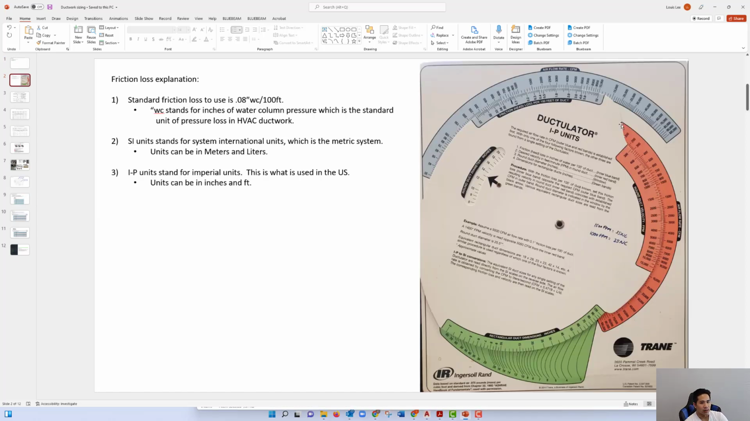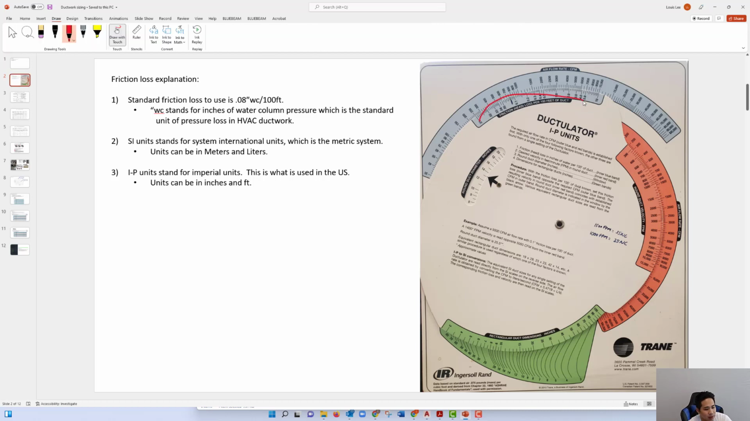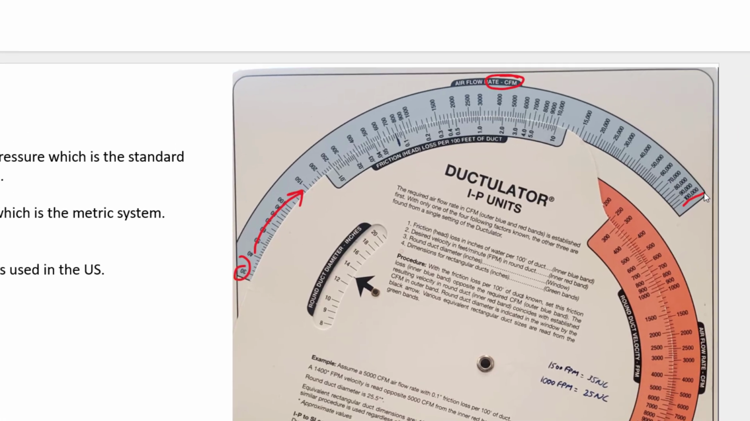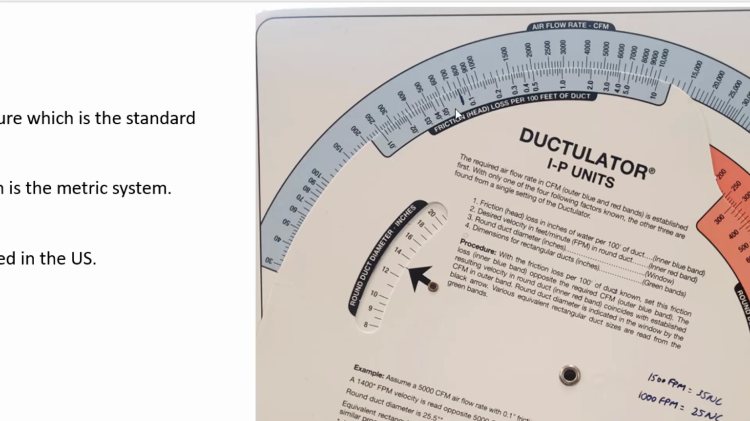So this is what a ductilator is right here. This is a common one that's used from Trane, but there's others that are available. On the top here, you see there's the CFM, and the CFMs are listed here. So here is 30, and it increases this way, and here you'll see the maximum here is 100,000 CFM. And here is the friction loss, or the head loss, per 100 feet of duct. And these numbers are in units of inches of water column friction head loss.